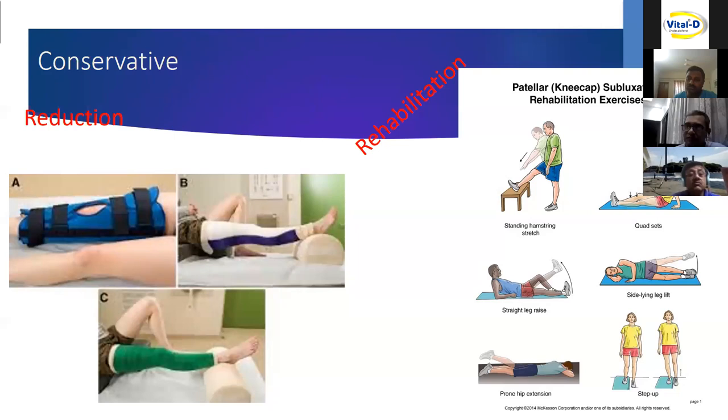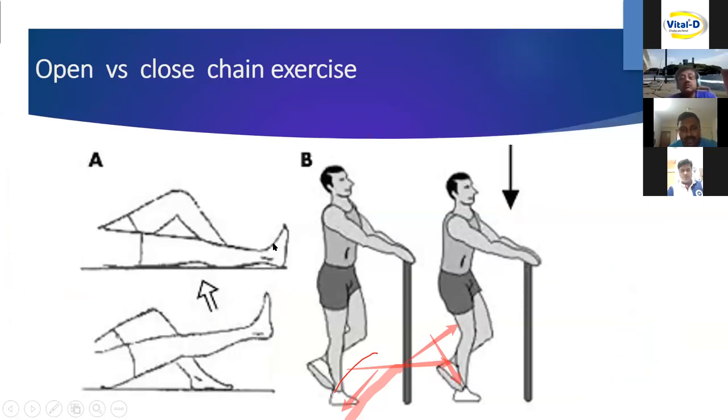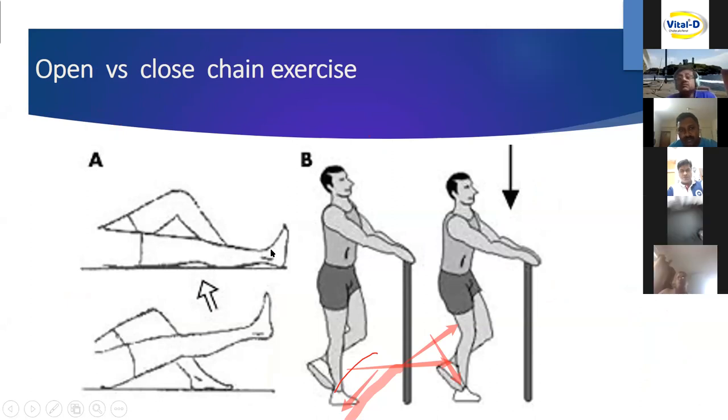Particular concentration should be given to closed chain exercises. Closed chain is much better than open chain. You see here, this is open chain, when the foot is off the ground. When the foot is on the ground, this is closed chain, and the joint is bearing weight, so there is some conditioning of the joint and it's much better.